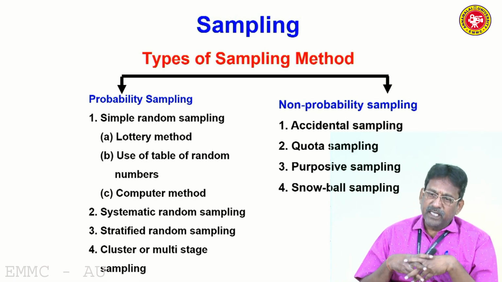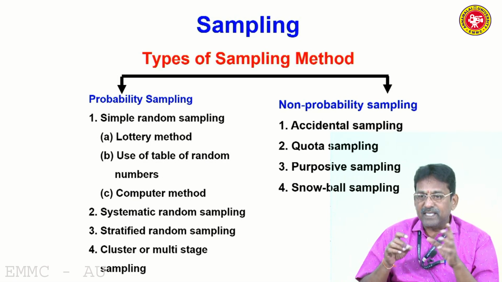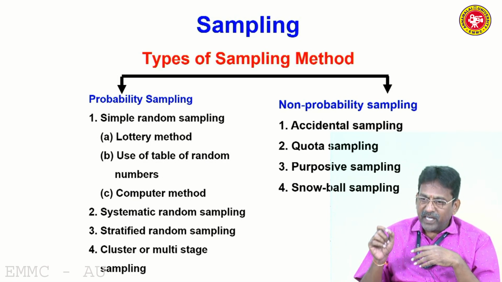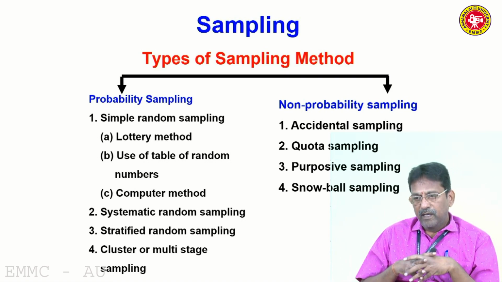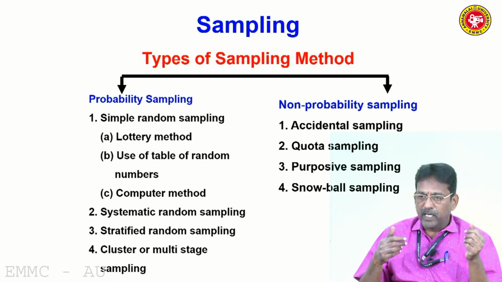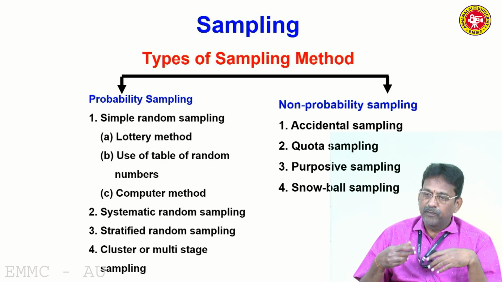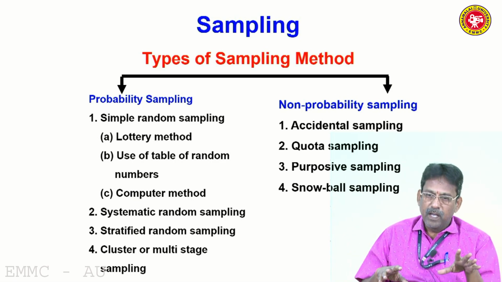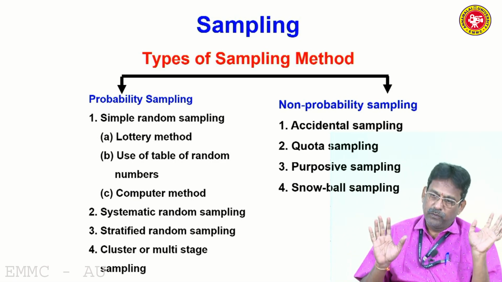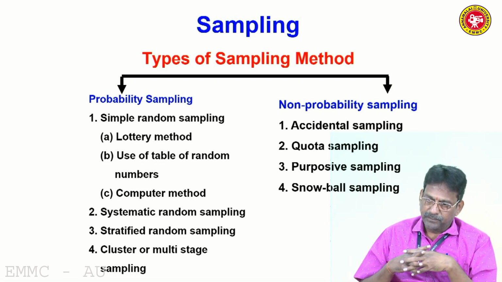Then the computer method, everybody knows, we have to use the software SPSS, Statistical Package for Social Science, exclusively for social science. We need not do anything manually, we can get all the statistical techniques: mean, median, mode, correlation, regression, standard deviation, everything will come, but it is somewhat expensive. So these all 3 divisions come under probability sampling.